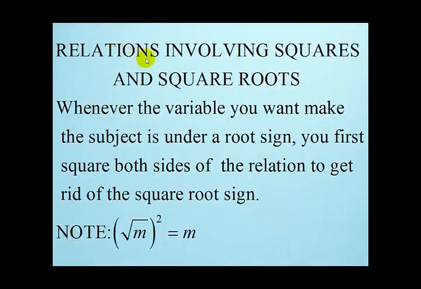Relations involving squares and square roots. Whenever the variable you want to make the subject is under a root sign, we first square both sides of the relation to get rid of the square root sign. Now when we square the root of m, the square will cancel the square root and we are left with m. Now let's take a look at some examples.